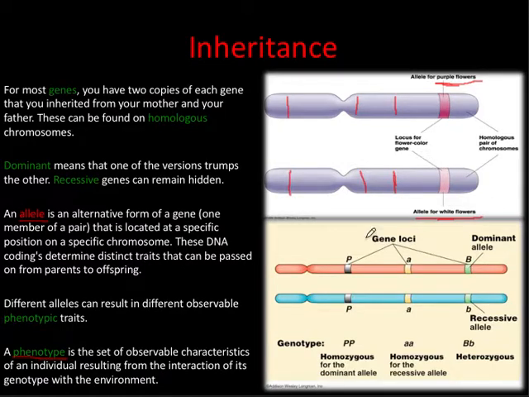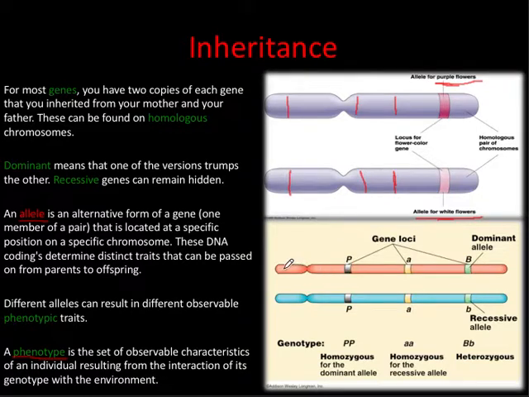Let's have a look at this example down the bottom here. I've got another pair of homologous chromosomes, and this time I've got 3 genes, 3 sets of instructions, telling the individual to create or do 3 different things.